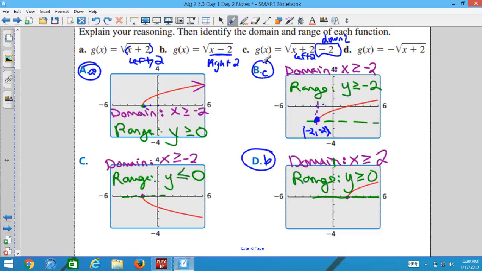And then this last one has that negative out front, which we talked about just a moment ago. That's a reflection. So that one's got to be C.